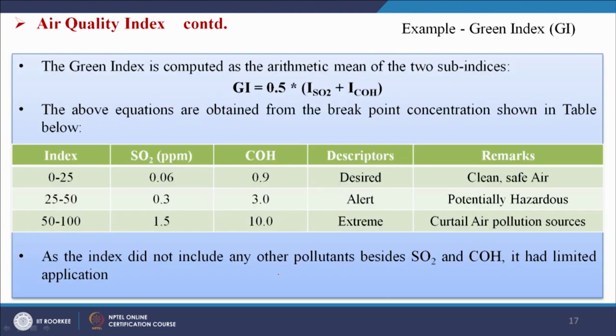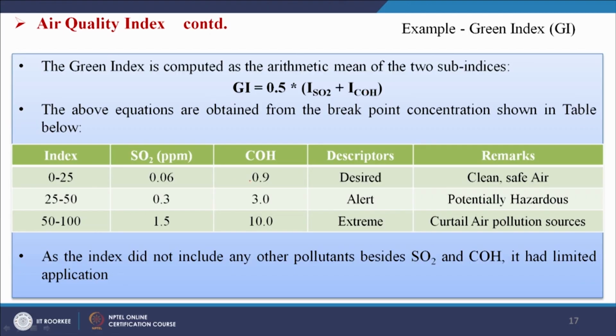Then the Green Index aggregate is determined by this formula: 0.5 times the sum of ISO2 plus ICOH, that is the arithmetic mean of these two. A very simple form was proposed, and here are some examples.